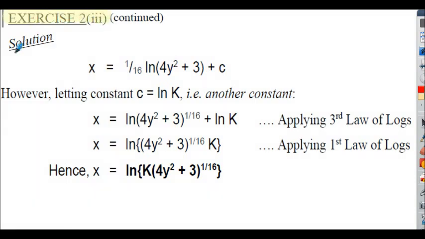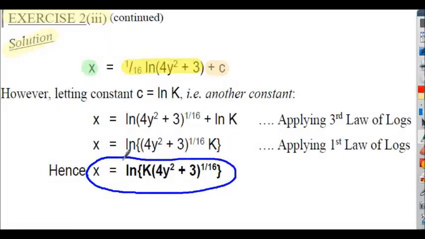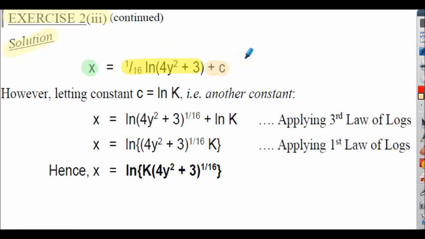Exercise 2, part 3, solution continued. I've just repeated this line from the previous slide, and again as in previous solutions, we have to manipulate this equation into the final form required. This is shown at the bottom of the slide here, stated in the original question. So to progress the solution, we now replace the constant c with ln k, which is just another constant.